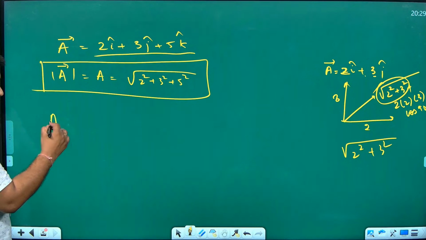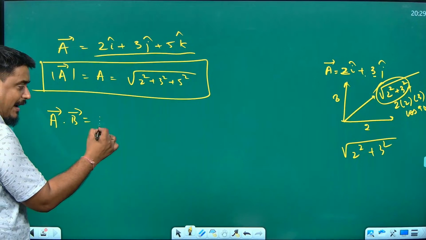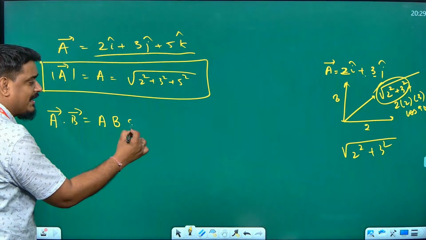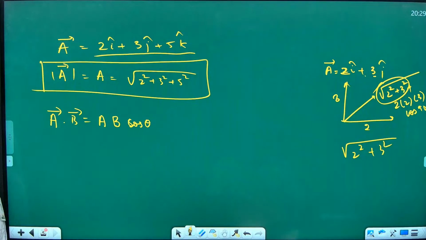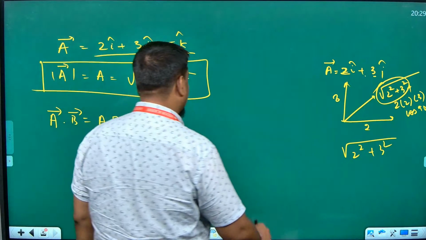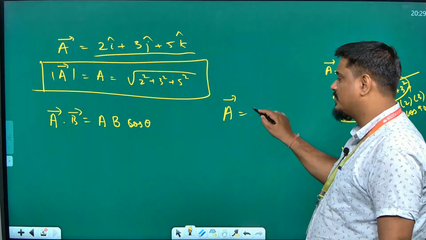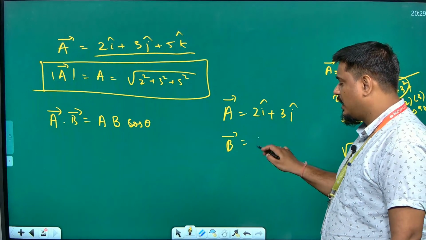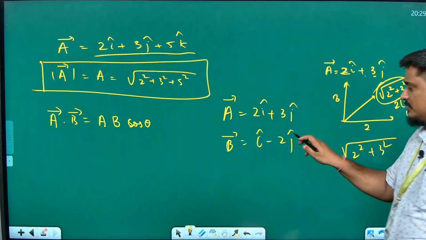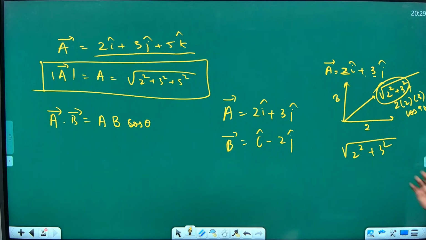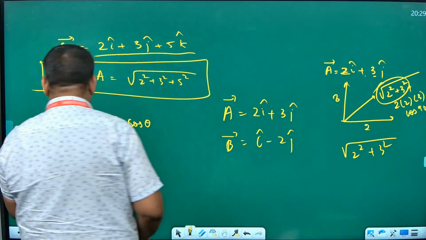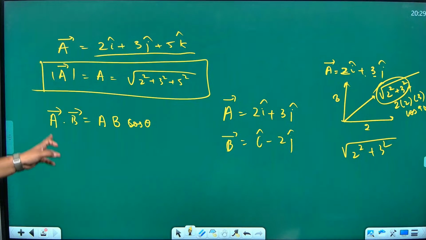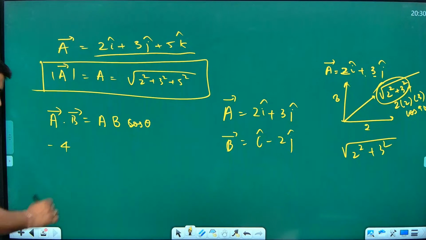So, you know A vector dot B vector is equal to magnitude of A into magnitude of B into cos theta. Now, if I give you a question, for example, A vector is 2i cap plus 3j cap, and B vector is i cap minus 2j cap. By your knowledge, you can easily find the value of A vector dot B vector. Tell me, what is A vector dot B vector? 2 minus 6, which will be minus 4. Do you agree with me?